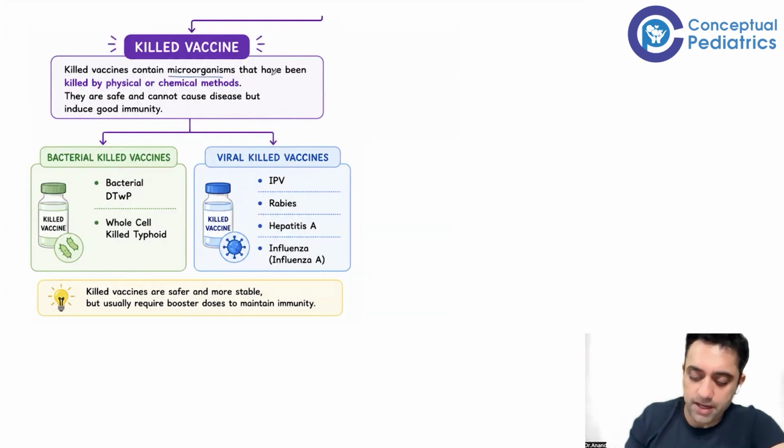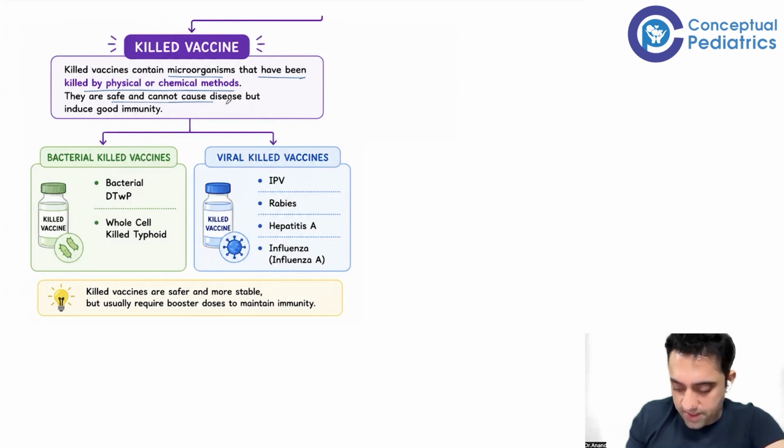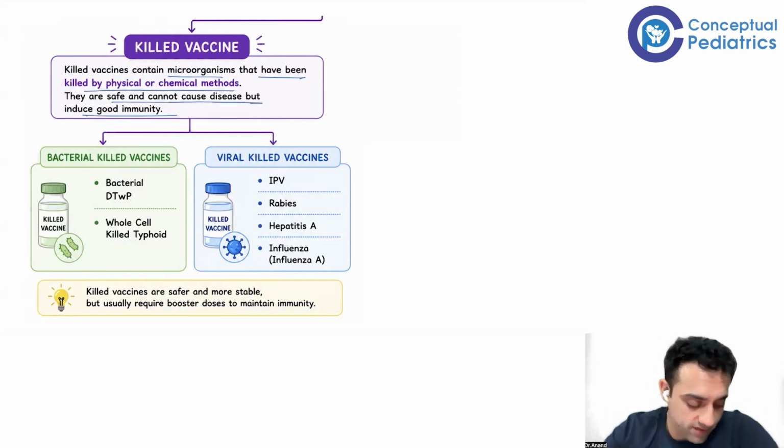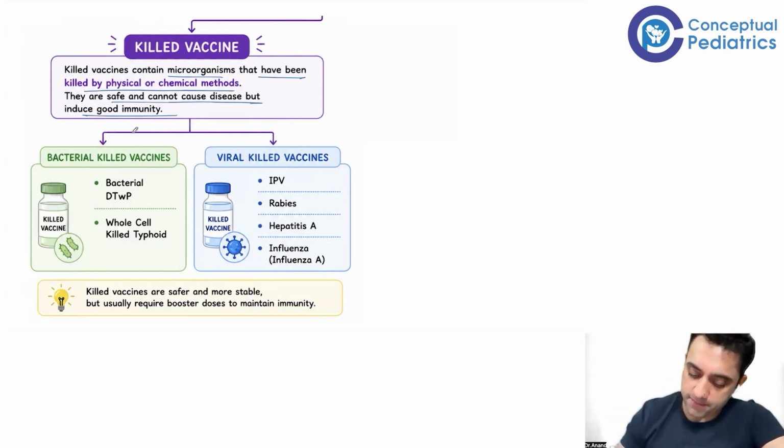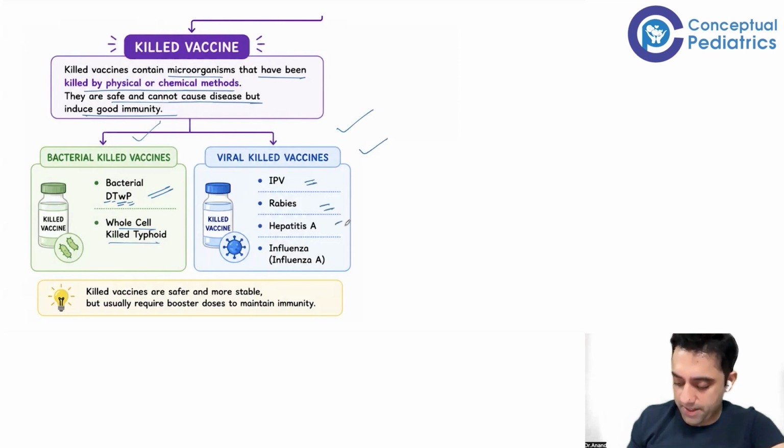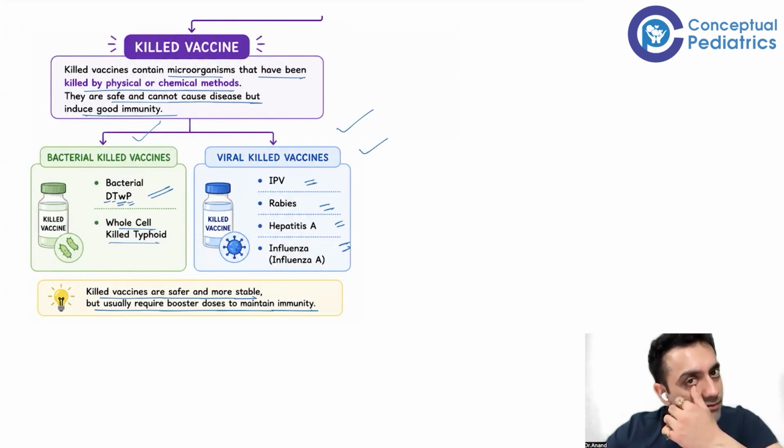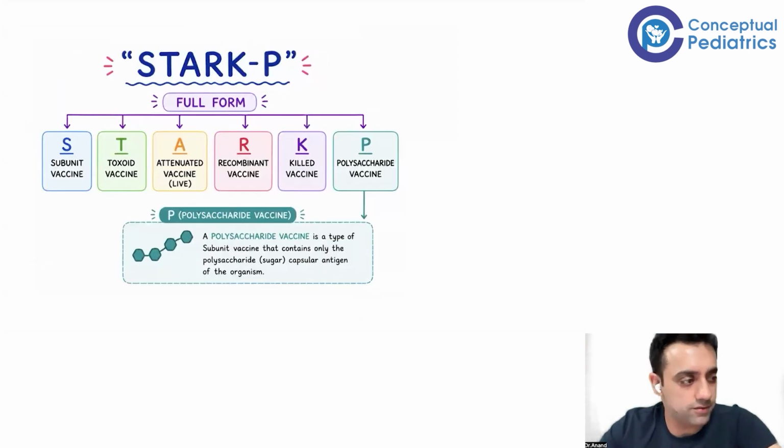Okay, so star K for killed vaccine. Killed vaccine contains microorganisms that have been killed by physical or chemical methods. They are safe and cannot cause disease, and they do induce good immunity. We have the bacterial killed vaccines and the viral killed vaccines. In bacteria, we have DTWP, that is diphtheria, tetanus, and whole cell pertussis, and whole cell killed typhoid. And in viral killed vaccines, we have IPV, rabies, hepatitis A, and influenza. Killed vaccines are safer and more stable, but usually require booster immunity. Okay, remember that.